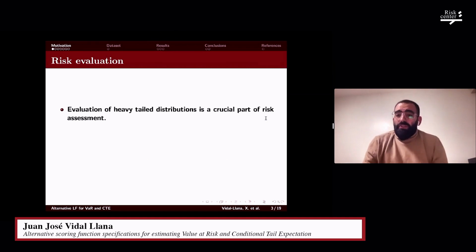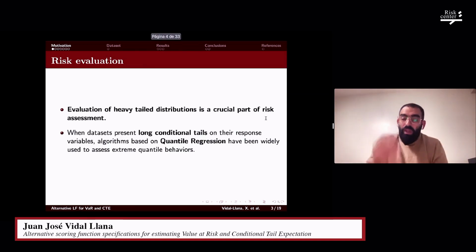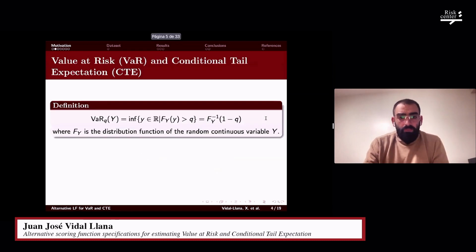When we talk about risk evaluation, we are in a conference about risk, so we have to talk about heavy tail distributions. I have seen several presentations about quantile regression, so this is a crucial part of risk assessment. When we have long conditional tails in our data sets, quantile regression-based algorithms are commonly used to assess extreme quantile behaviors.